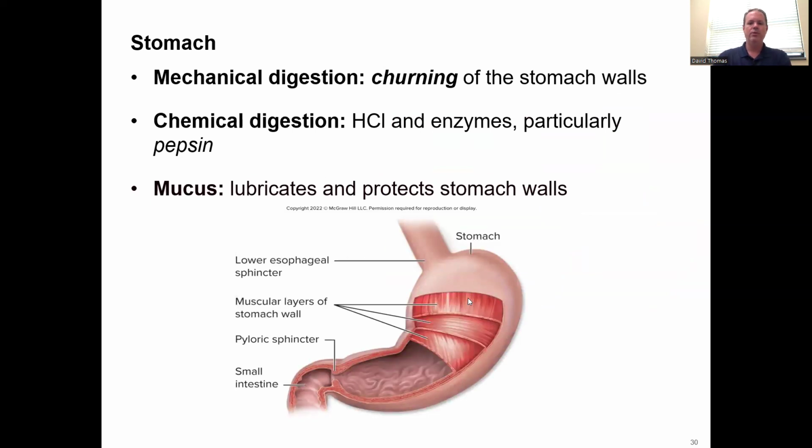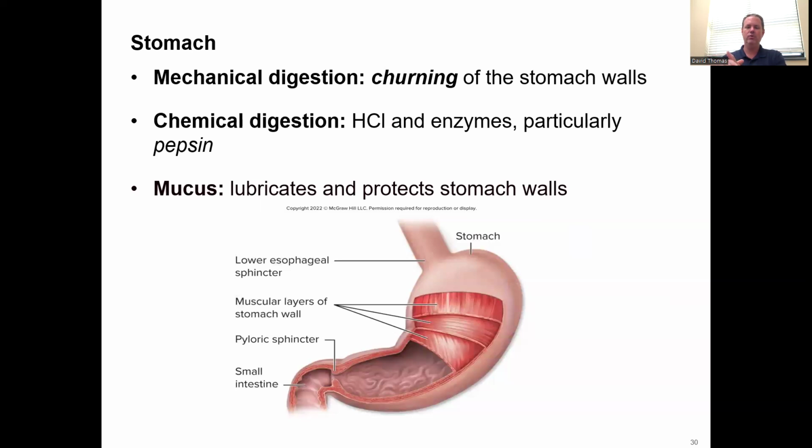That food's going to make its way to the stomach. Again, this is a muscular sac container, where there's still a little bit of mechanical digestion taking place, not as much, but those muscles are just like any other muscles, they're going to be contracting. And so when they contract, they churn or squeeze the remaining food in the stomach all together.